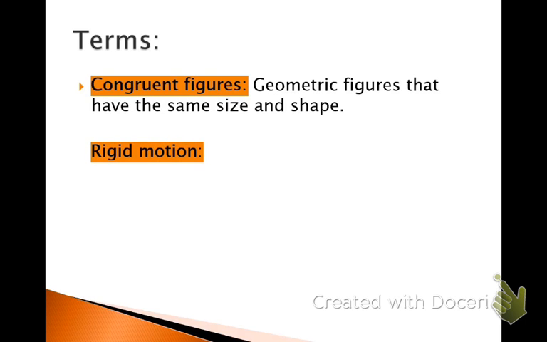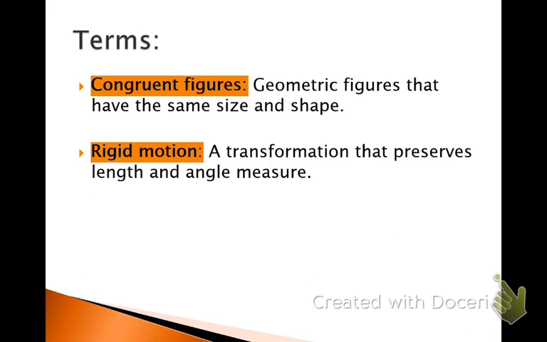Here's the next one, rigid motion. You're going to write it down, and then I'm going to explain it to you. All right? Rigid motion, a transformation that preserves length and angle measure.